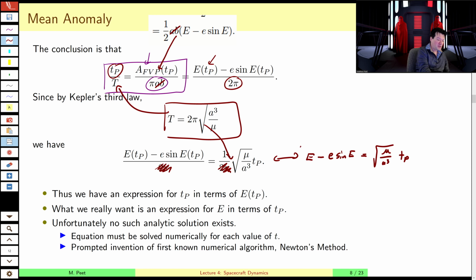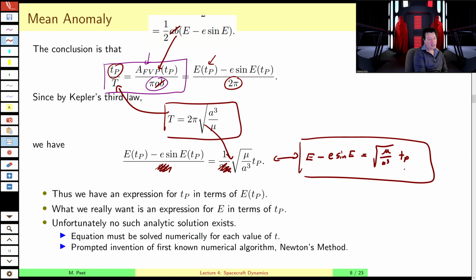So a relationship between E and T. Basically, given E, now we can definitely solve for TP. It's unclear, of course, how to invert this expression. Can we go from T to E? That, unfortunately, is a much harder problem because this is what's called a transcendental equation. It doesn't have an explicit inverse. So we have T as a function of E, but we can't invert that to get E as an explicit expression of T. That's a problem. No such analytic solution exists.